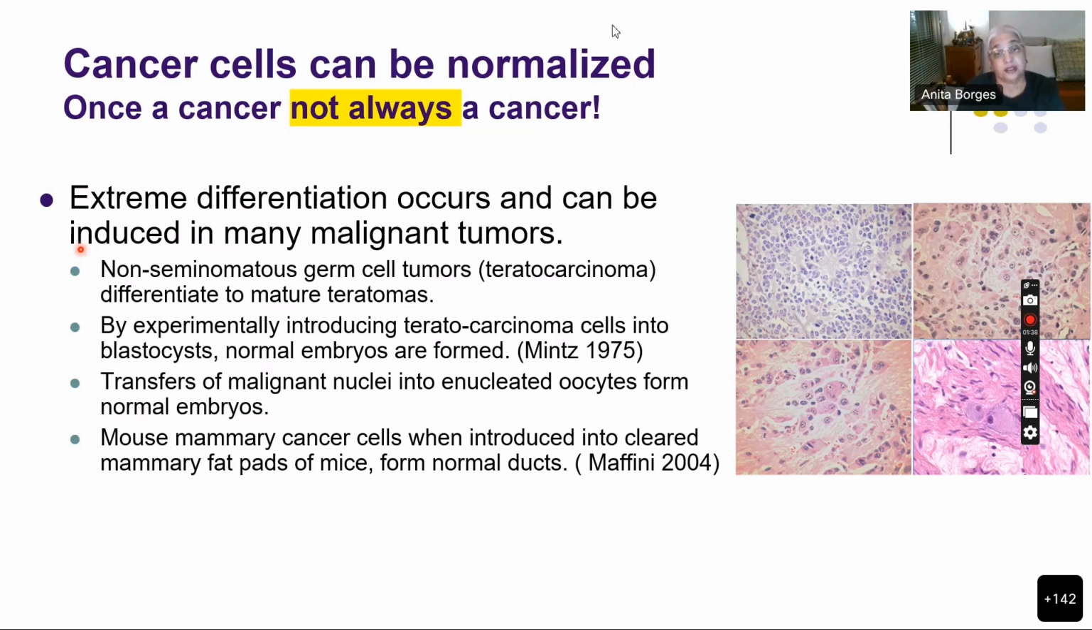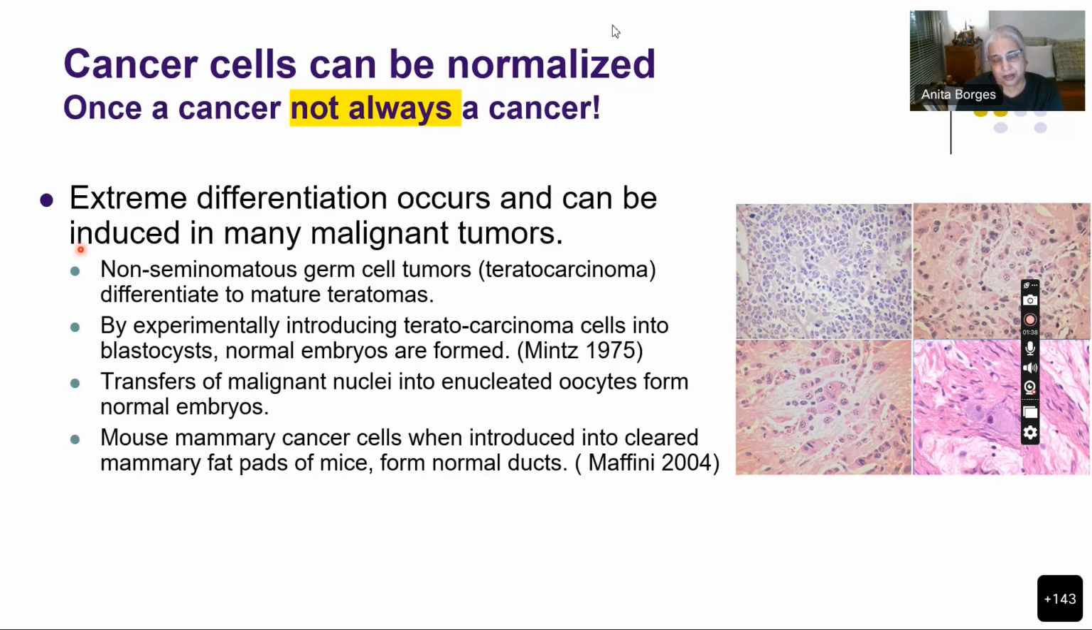And if you think that this is just anecdotal or whatever, experiments have shown that you take teratocarcinoma cells, which would otherwise kill the animal, and put those cells into blastocysts from other animals of the same species. So you do it in mice. You take teratocarcinoma cells from mice and you put them into blastocysts. And you know what you get? You get normal embryos.